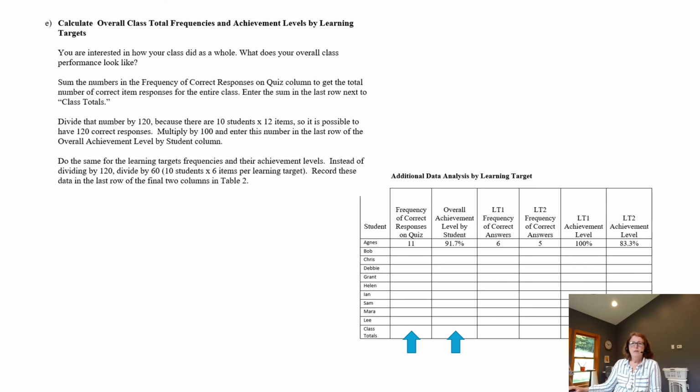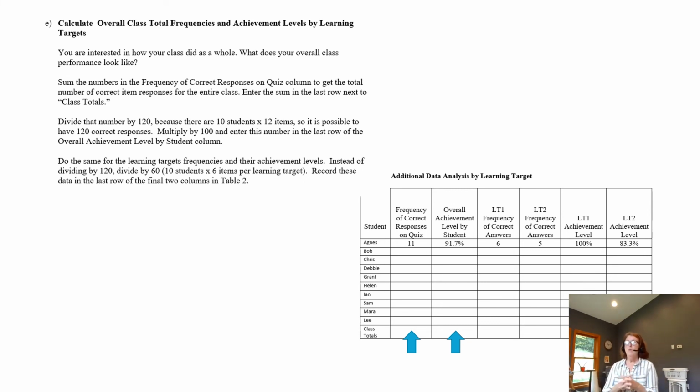Basically what you're going to do is sum the numbers up, how many they got right in this first column, and put the total at the bottom in the last row where it says class totals. And then, don't average the percentages, take that number that's in the first column and divide it by 120. Why? Because there are 12 questions on the quiz and there are 10 students. So there are possible 120 correct responses. Now you're not going to have 120 correct responses, but remember that's the total possible.